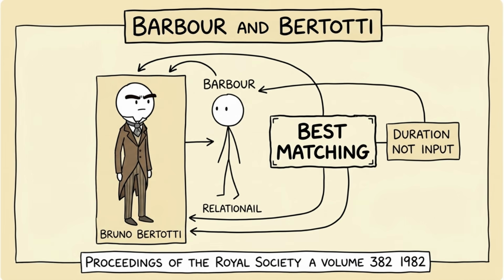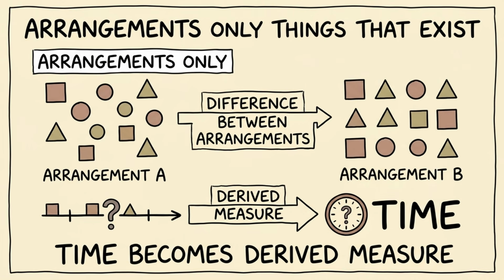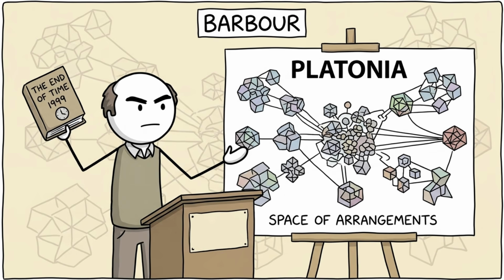he constructed a relational dynamics using a procedure called best matching, in which duration is not an input. Duration is computed from how much the configuration changed. Time becomes a derived measure of difference between arrangements, and the arrangements themselves are the only things that exist. Barbour called that space of arrangements Platonia, and set it out for general readers in The End of Time in 1999.